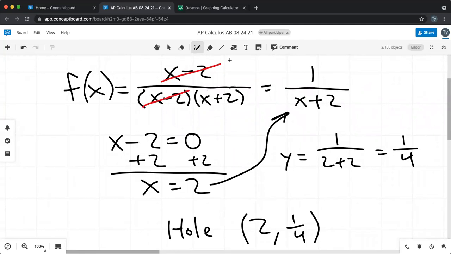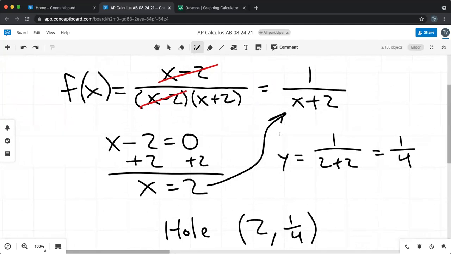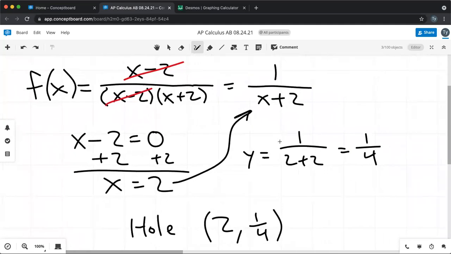Okay, so let's return briefly back to why you plug it into the new function, as opposed to the original function before the cancellations are made. For starters, if we plug in x equals 2 to the original function, we get 2 minus 2 is 0 on top, and 2 minus 2 is 0 on bottom, 0 over 0. We don't know how to deal with that. 0 over 0 is complicated. So that's the algebra way, but I want to show you the actual graphical conceptual way.